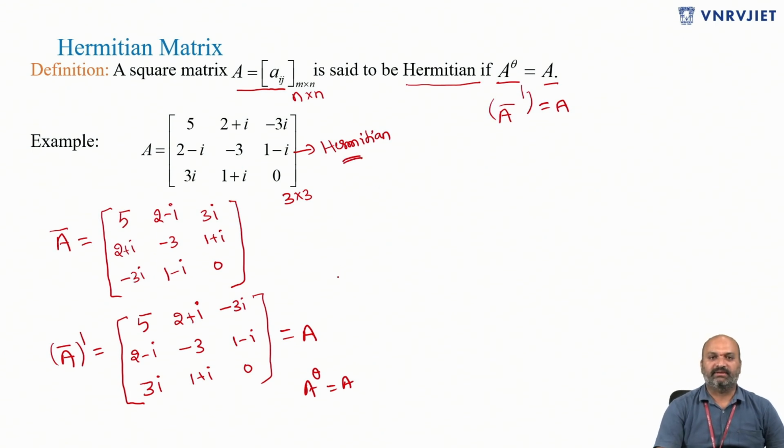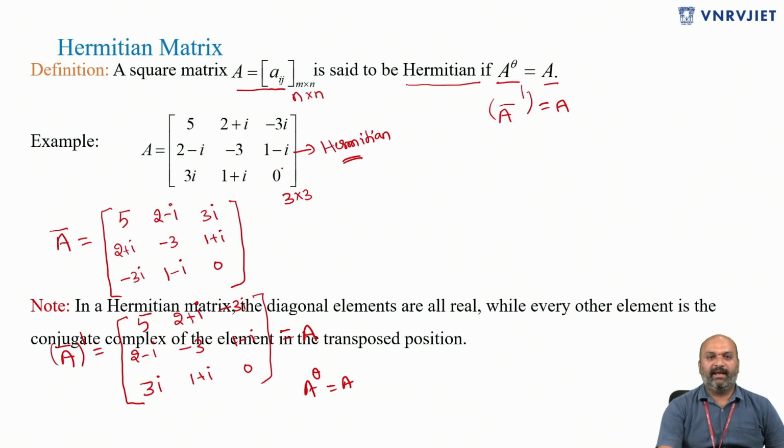Okay, now let's see one point. Observe carefully the diagonal elements of the Hermitian matrix. All the diagonal elements of a Hermitian matrix are real.